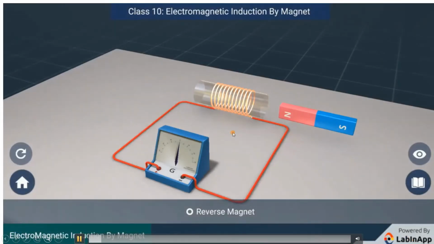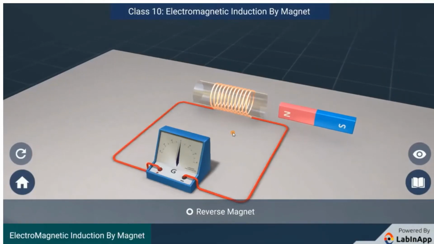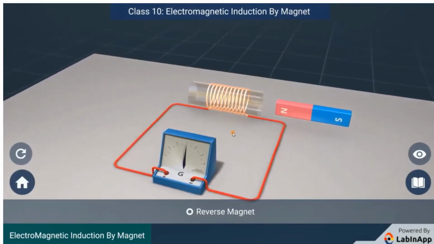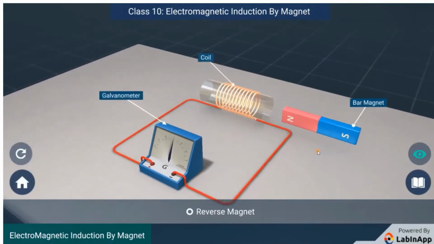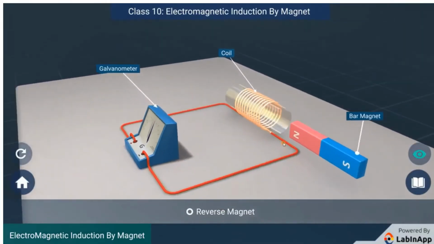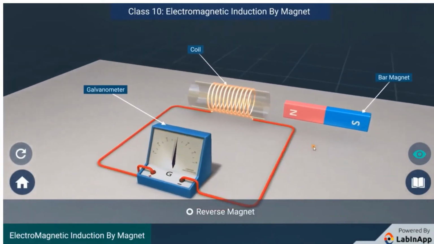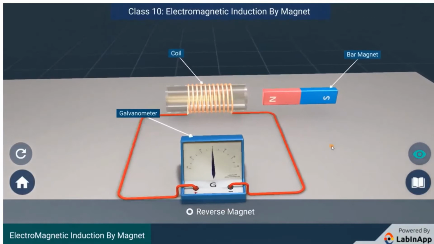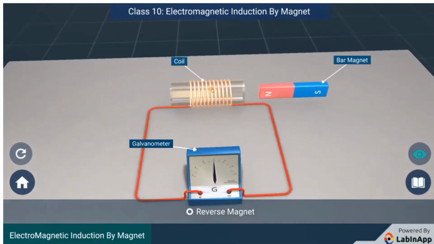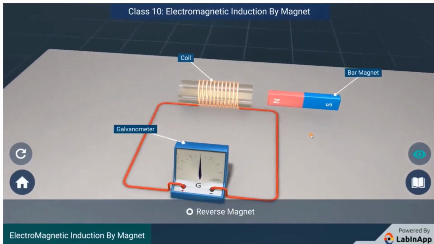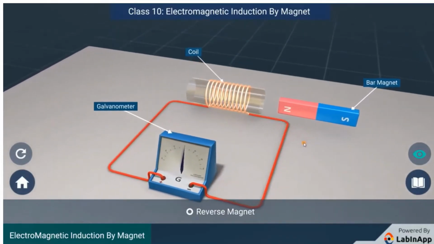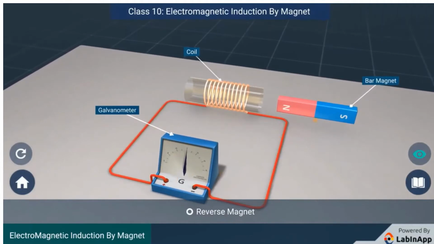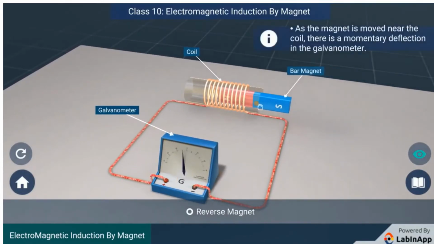Let us study electromagnetic induction by changing the magnetic field around a conductor. We have taken a bar magnet, a coil, and a galvanometer. The galvanometer is connected to the coil and is used to detect the current flowing in the conductor. Move the magnet into the coil and carefully observe the galvanometer deflection. As the magnet is moved near the coil, there is a momentary deflection in the galvanometer. As the magnet comes to rest, the deflection of the galvanometer stops.